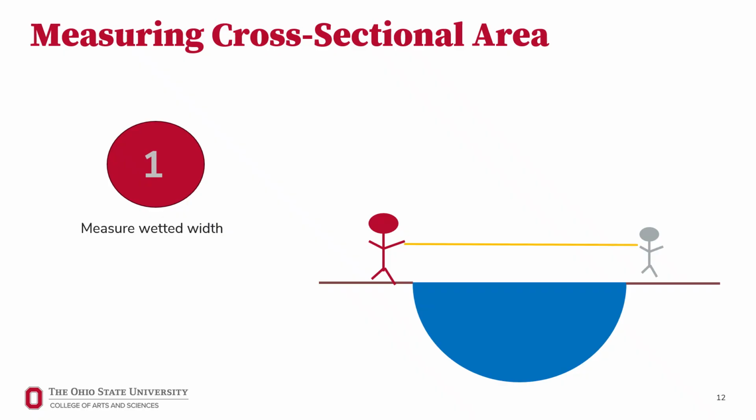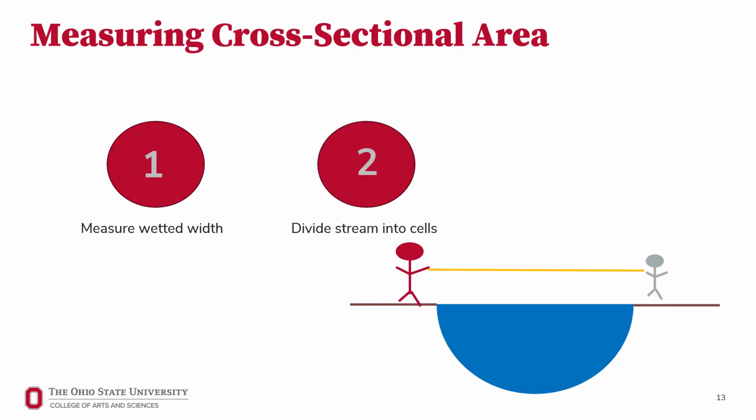We will want to measure the wetted width across the river perpendicular to the current and record this measurement in meters. Next, we will want to divide the stream into cells. You will get the most accurate measurement of area if you divide the stream into multiple cells and take several measurements along the measured wetted width. There are several different ways to divide up a stream. As an example, let's divide this stream into 4 cells.